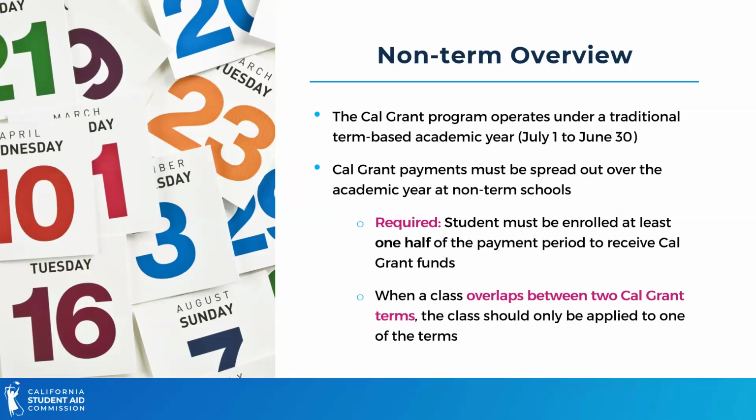But essentially, if their class is overlapping between two of the Cal Grant terms that the school decided upon, the student not only has to have been enrolled for at least one half of that period, but also that class can only be applied to one of the two terms. So again, for overlapping classes, you're going to apply that class to the student's enrollment status for only one of the payment periods, and it has to be the payment period for which they were enrolled for at least one half of the time. Let's look on the next slide and it'll make a little more sense.